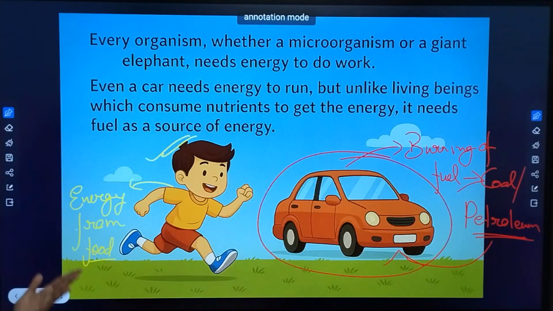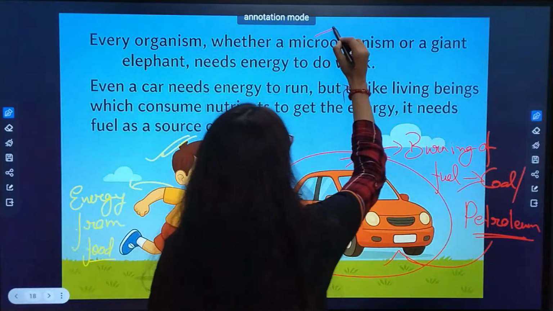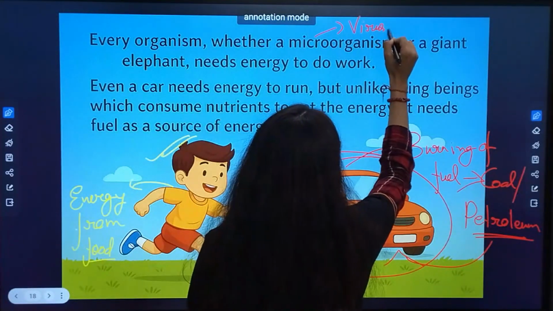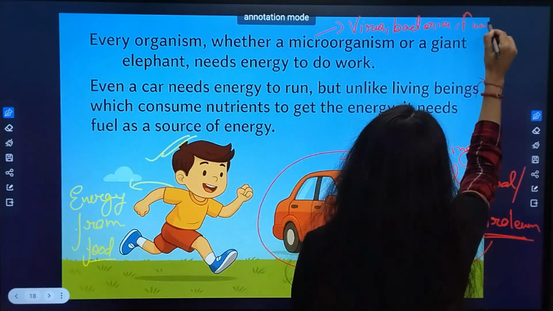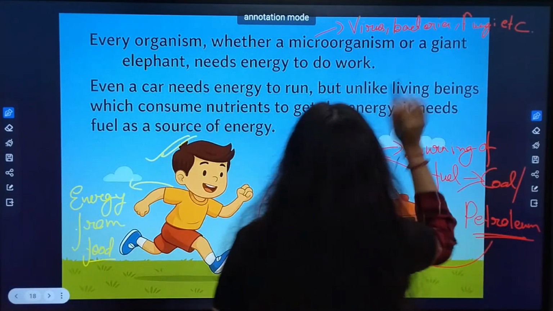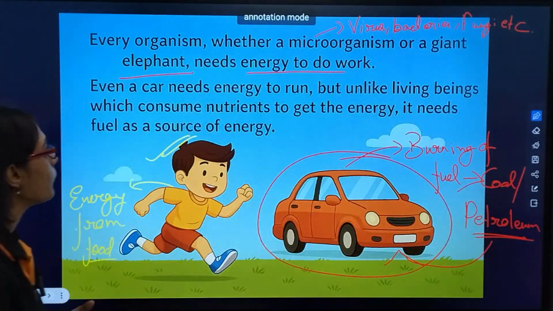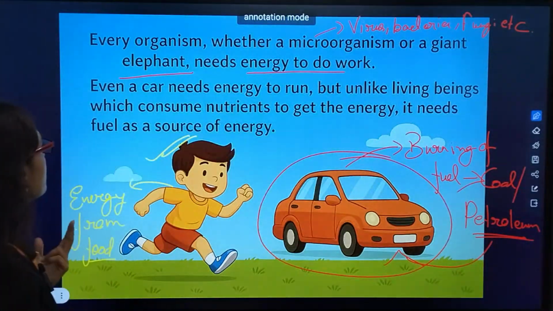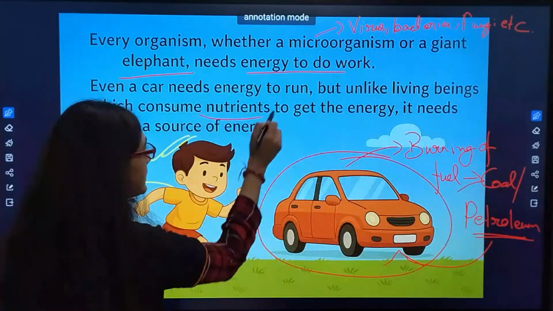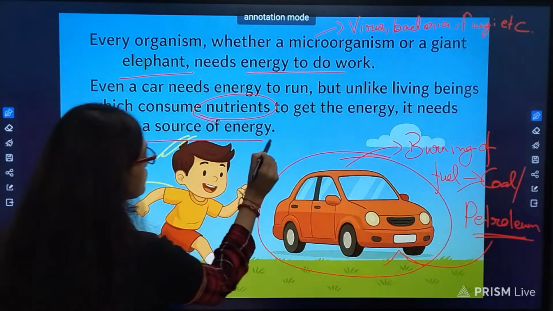Every organism, whether a microorganism, that is any microscopic organism like virus, bacteria, protozoa, fungi, etc. Okay, or a giant elephant. Everyone needs energy to do some work. Even a car needs energy to run, but unlike living beings which consume nutrients. So we eat nutrients to get energy, and a car needs fuel as a source of energy.